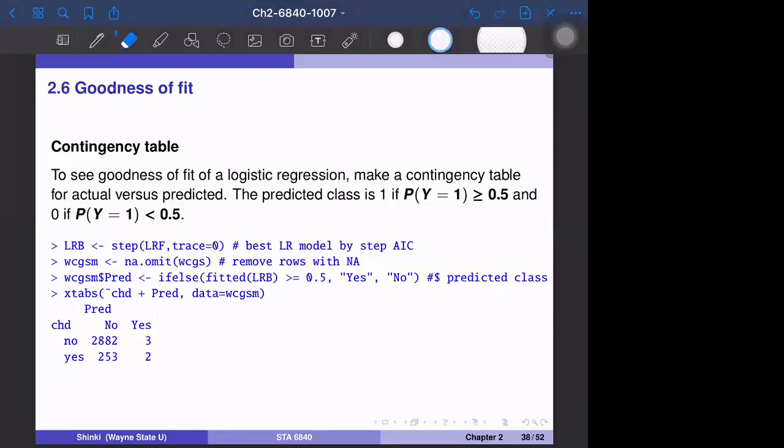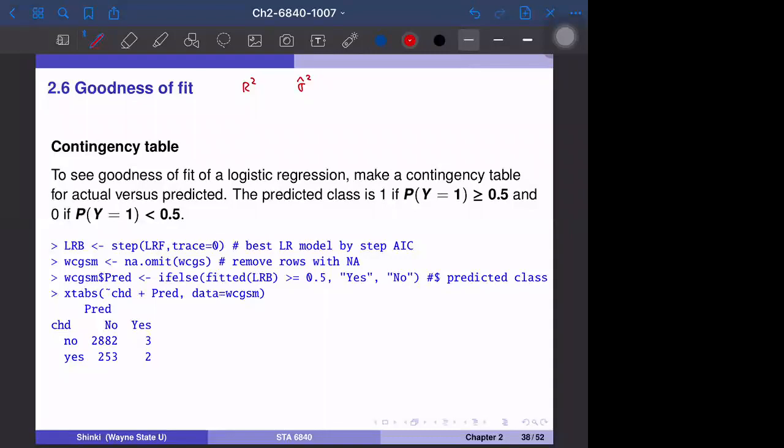Hi, everyone. The next topic is goodness of fit for logistic regression. For linear regression, we have some intuitive measures such as R-square or estimated error size, the sigma hat square. R-square represents the percentage of variability in data explained by the predictors, and sigma is the standard size of error for linear regression.